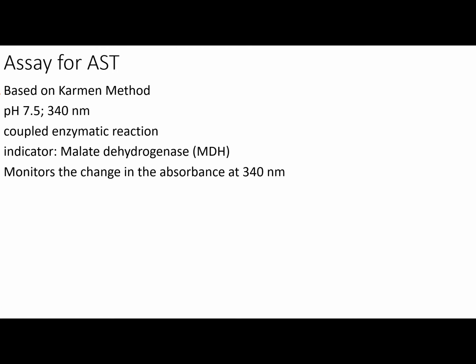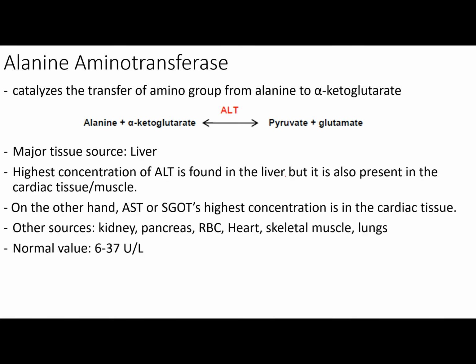Now, the assay for AST, class. The assay for AST is based on the Karmen method, set at a pH of 7.5, read at 340 nanometers. This is a coupled enzymatic reaction. It uses an indicator, class, malate dehydrogenase or the MDH. So this is another type of enzyme. It monitors the change in absorbance at 340 nanometers.